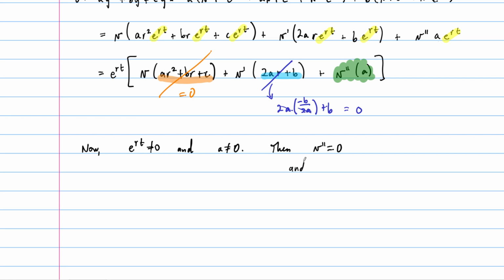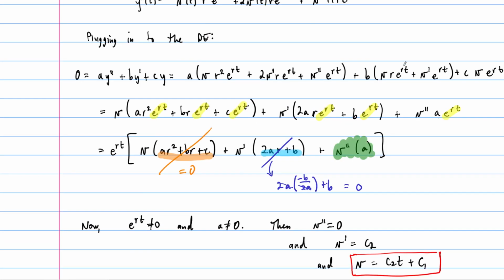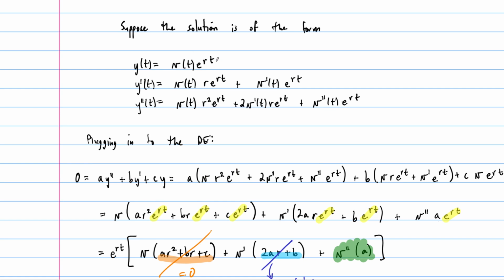So this one tells us a couple things. v double prime is 0, so v prime is equal to a constant, let's call it c2. Integrate once, you get a constant. And once again, integrate again, and now we have v equals c2 times t plus c1. So after all that work, this is the function v, which when multiplied by e to the rt gives us the general solution of our differential equation. So we just found a formula for this.